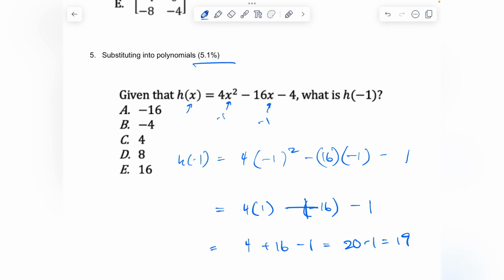Now, it looks like I did something wrong. And I believe... Oh, this is a minus 4. Apologies. So your answer is actually going to be 16.